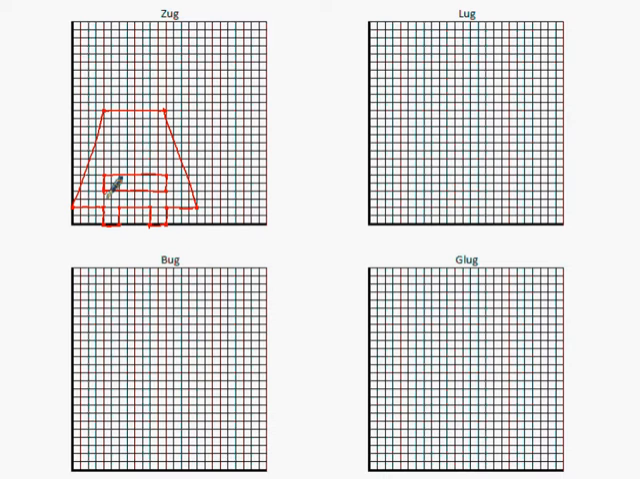Part 3, his nose. 6, 8. 8, 10. 10, 8. And 6, 8. Nose looks the same again. Now the eyeballs for 10 and 12, 10. Okay, Zugwump looks a lot like Mugwump, just a little bit bigger, and that's really important to remember. Alright, let's move on to Lugwump.